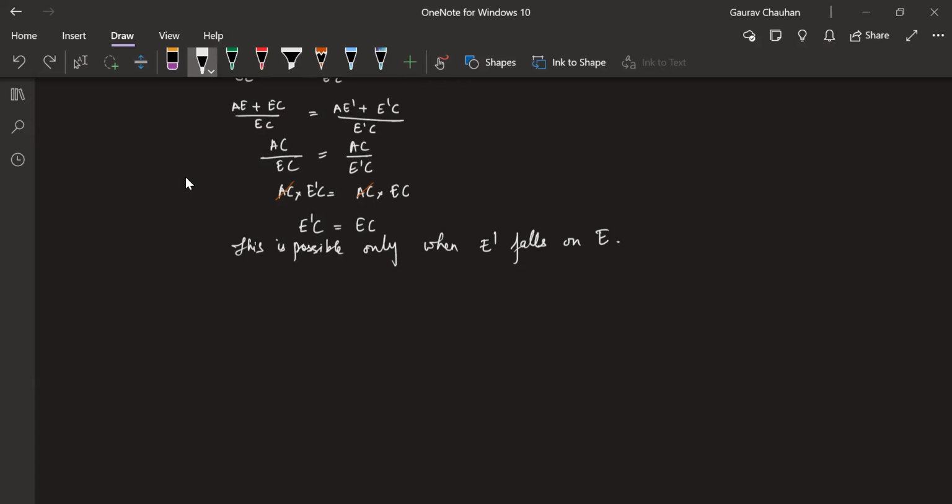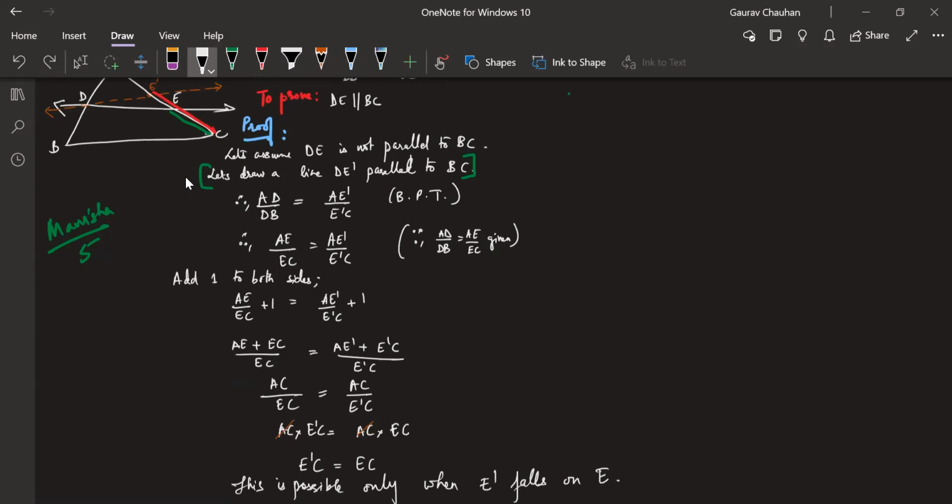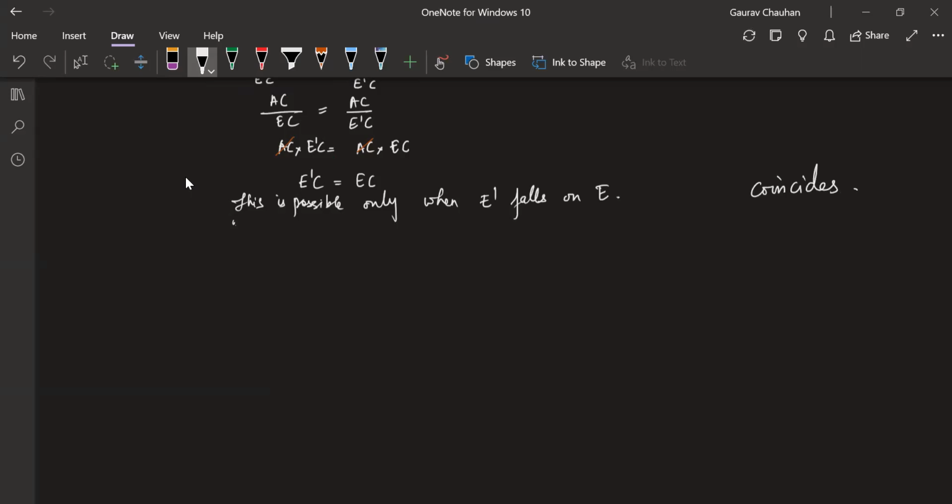Our assumption was wrong because according to our assumption, we drew DE is parallel and DE dash is parallel and DE is not parallel. But now we have shown that E and E dash are same. Therefore, our assumption is wrong. It's possible only when E dash falls on E. Therefore, that is, you can also use the word coincide. E dash coincides with E. Any word you can use.